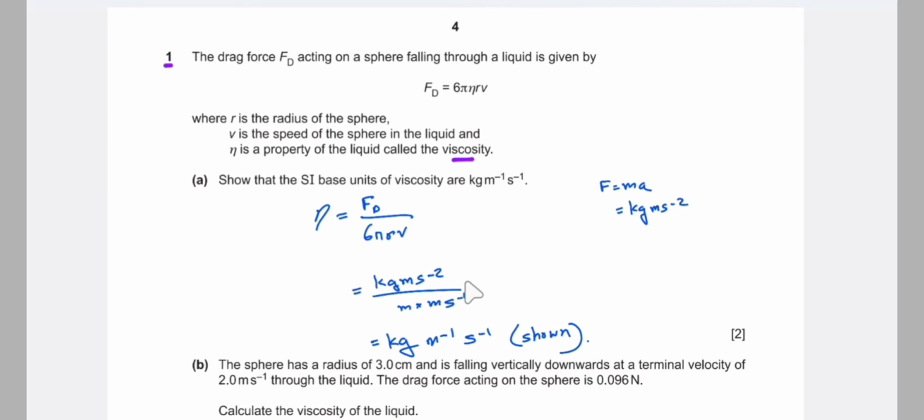So kg meter per second square, and 6 pi has no unit, r has an SI unit of meter, and v has an SI unit of meter per second. So m and m cancel, and the final unit becomes kg per meter, second to the power -2 and second to the power -1. Since it is divided, second to the power -2 minus -1 gives second to the power -1. So this is the same as shown.